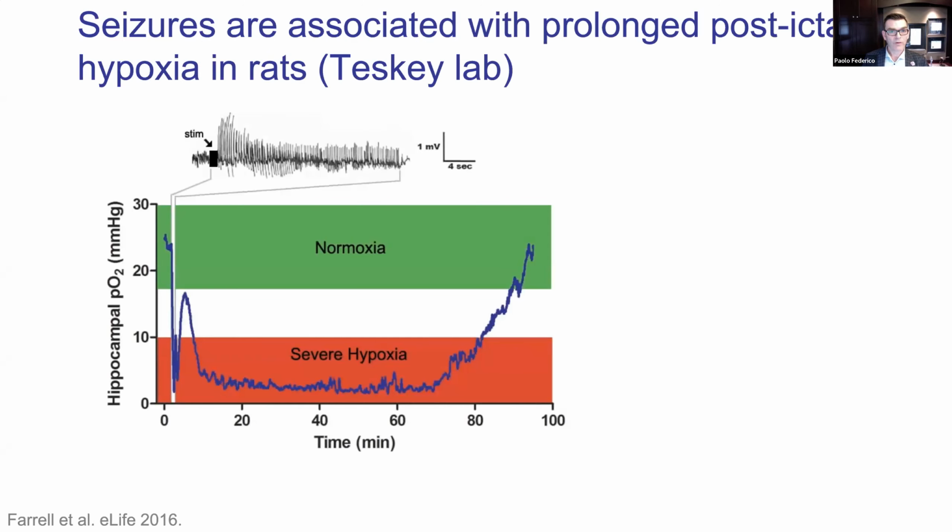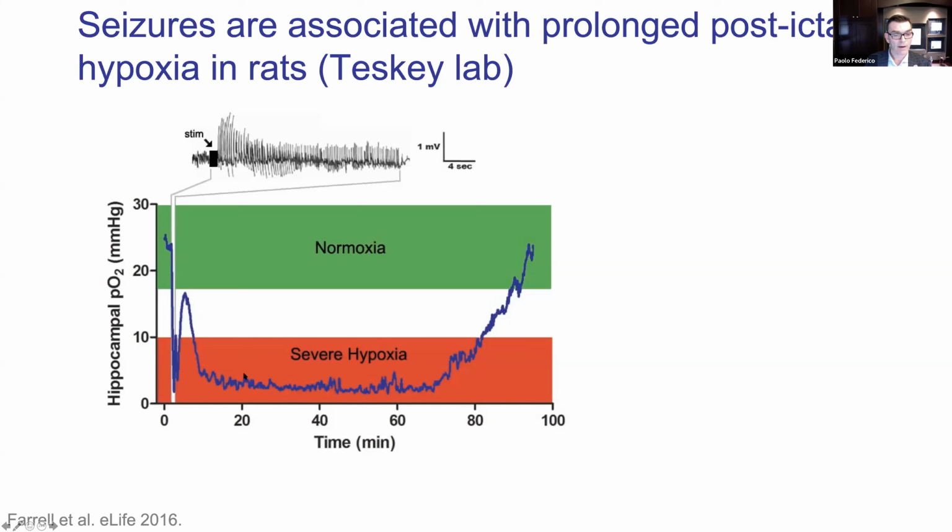Now, in 2016, the Teskey lab, working with hippocampal seizures, and I contributed to this manuscript as well, made the remarkable discovery that in hippocampal seizures, so this is an extracellular recording of a stimulus-induced seizure, while measuring oxygen levels in that hippocampus, you can see significant drops in oxygenation during the seizure, which then increases, but then returns to the severe hypoxic range below 10 millimeters of CBF units.